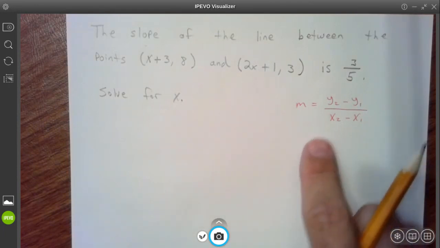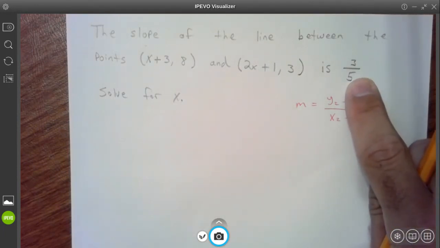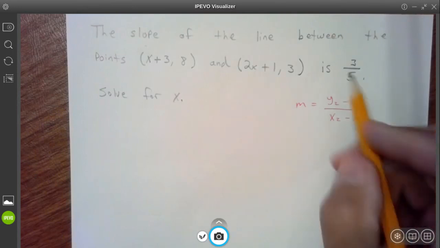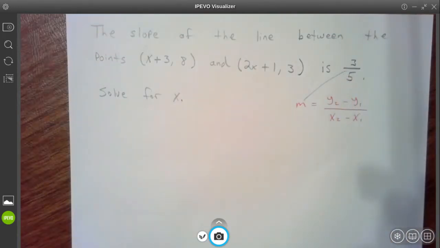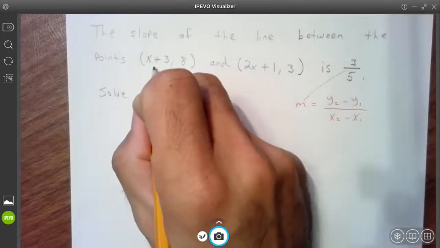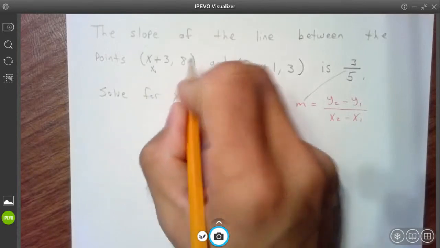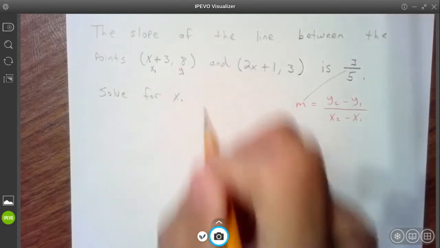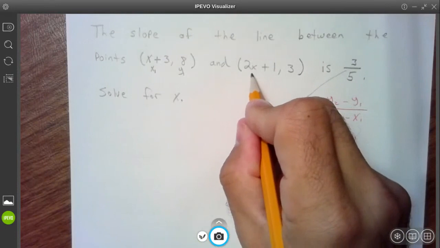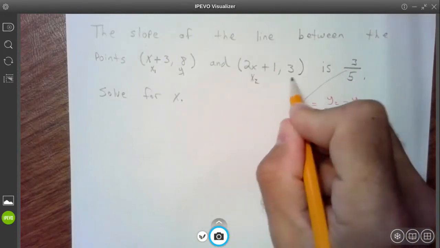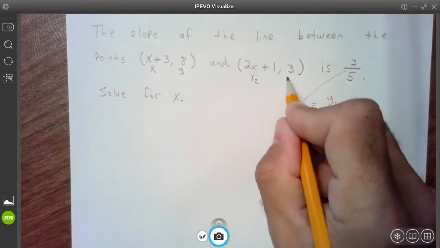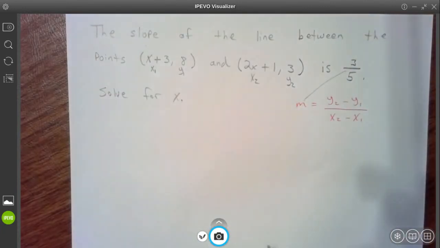All right. So I'm going to take the 3/5, which is my slope, and plug that in for the m. And then this can be my x1 right here. This can be my y1. And I'll call this my x2, and this 3 right here, I can call my y2. All right, we'll just substitute in the values first.